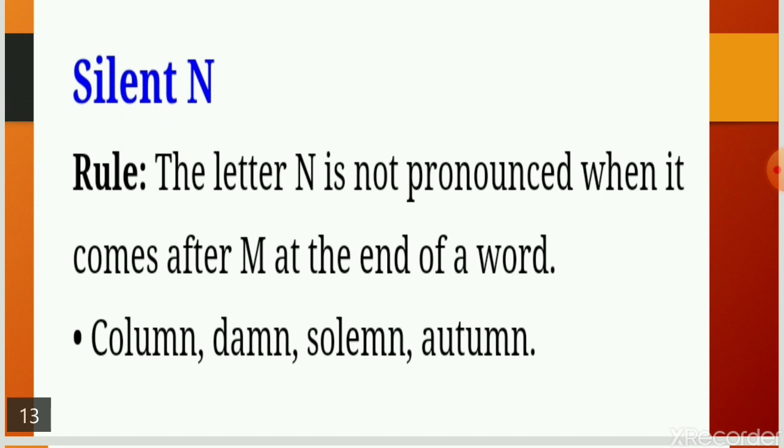See the examples: column, damn, solemn, autumn. That means in all these words, the N letter is silent.